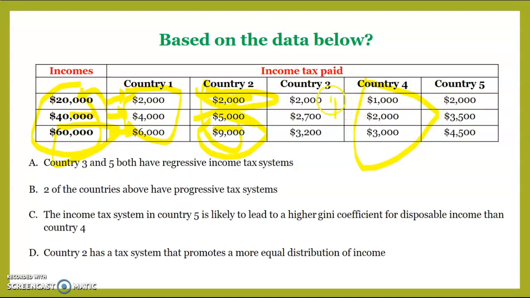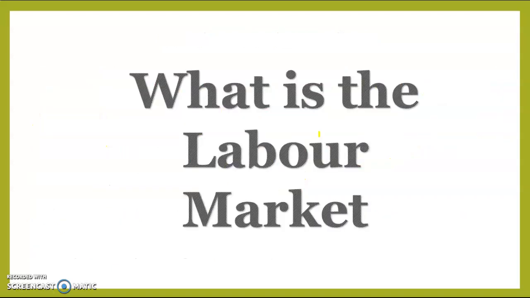The rate actually goes down the more you earn. So in this one you're paying 2,000 on 20,000, which is 10%, but then you only pay another 700 on your next 20,000 and 500 on the next 20,000. So the percentage that you're paying goes down, so it's regressive. And you can see here that someone earning 60,000 would only pay 3,200 tax, which is just above 5%, which means they're actually paying a lower rate.